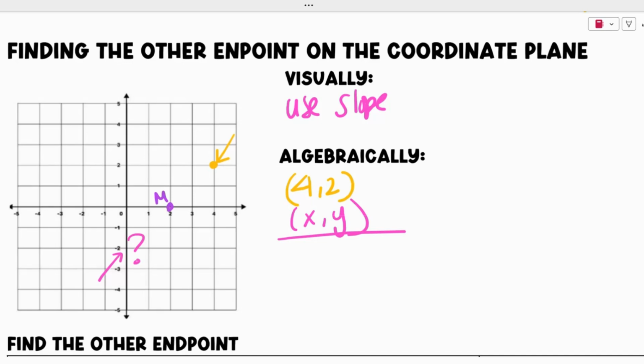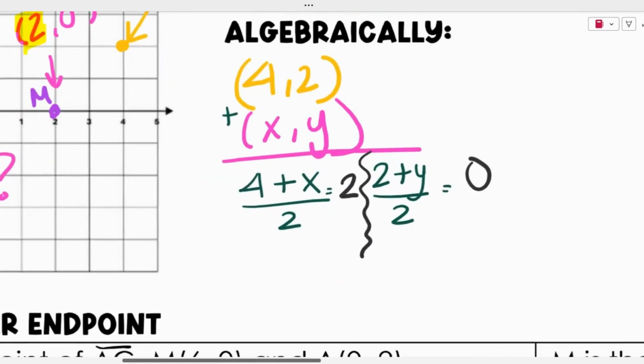The midpoint formula says I have to add together the two endpoints. Now, I can't do this, but I can say I'm going to try to add them together. So I'm going to write that I want to do 4 plus x and 2 plus y. The next step after this is going to be to divide both of these expressions by 2. When you do this, you're going to get the midpoint. And I know from the problem that the midpoint has an x value of 2 and it has a y value of 0. So I'm going to set my x equation equal to 2 and I'm going to set my y equation equal to 0.